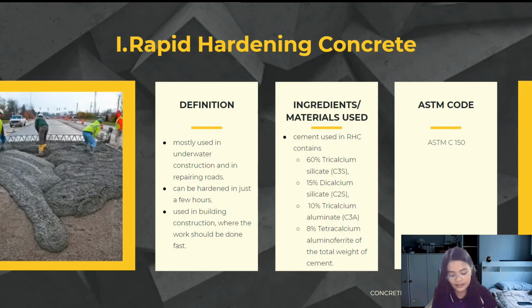This type of concrete is mostly used in underwater construction and in repairing of roads. Because its hardening time is very less, it can be hardened in just a few hours. They are also used in building construction, where the work should be done fast. ASTM code for this concrete is ASTM C150.